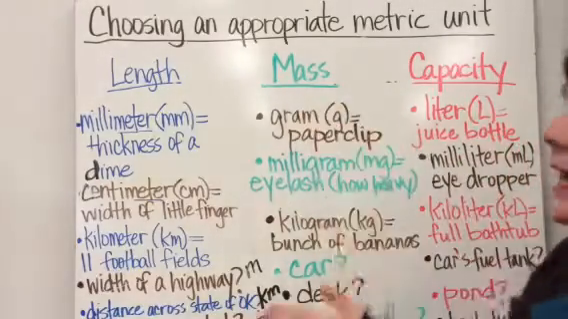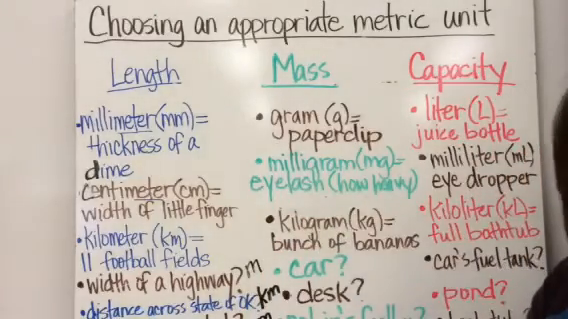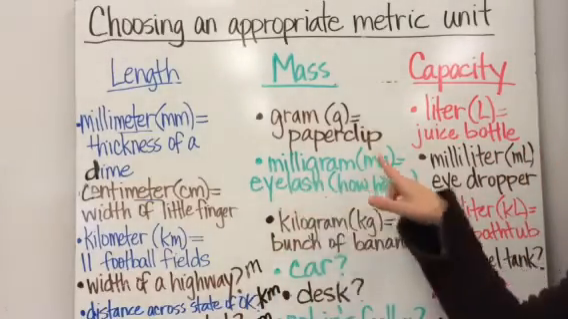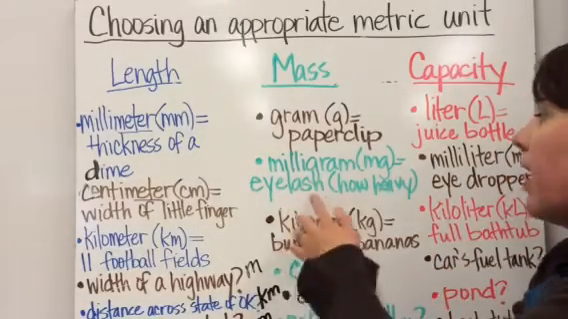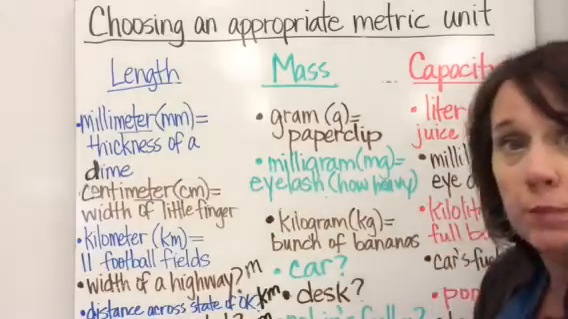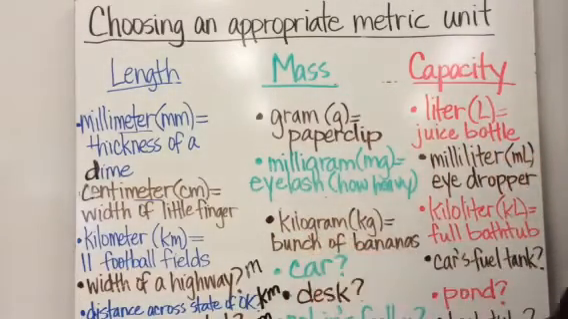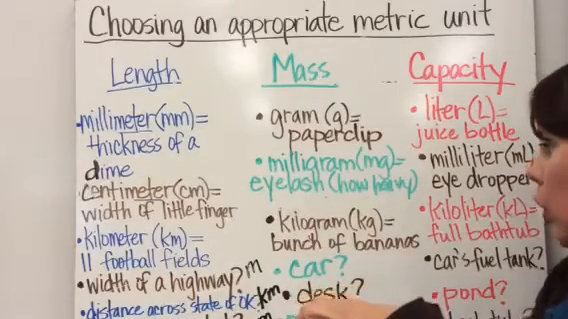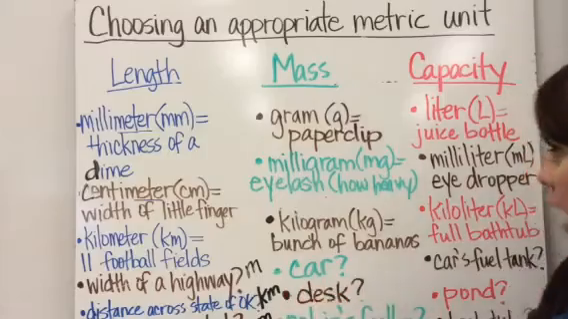Now, when we talk about mass, when we're talking about weight again, we already talked that a gram is like a paper clip. A milligram is something very, very small, does not weigh much. It's about how heavy an eyelash would be, or a piece of your hair. A kilogram is like having a bunch of bananas, or one cantaloupe. That's about what a kilogram is like.